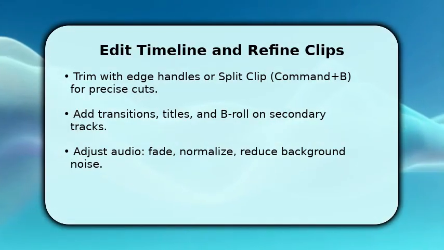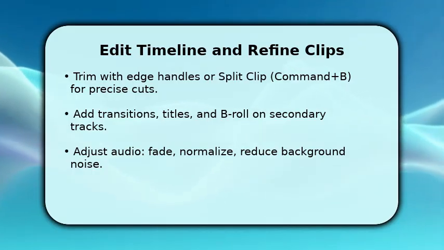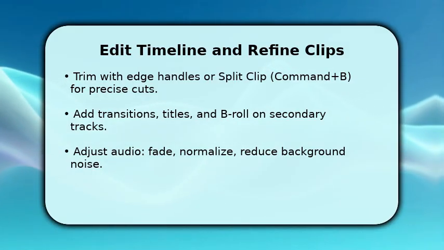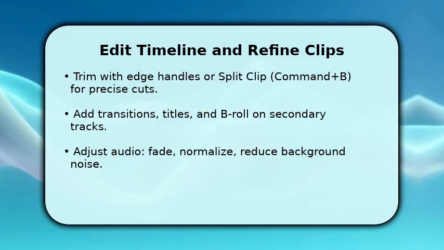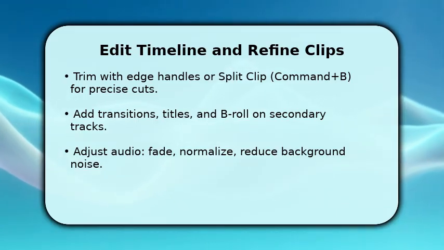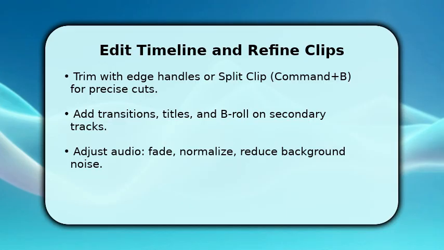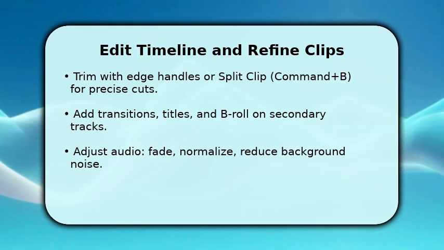Now you refine timing and add storytelling elements. Trim by dragging clip edges or press Command+B to split and remove unwanted parts. This tightens pacing. Then layer B-roll on the upper track to cover cuts and add depth, and insert transitions between clips to smooth flow. Use titles to introduce scenes and adjust their duration.